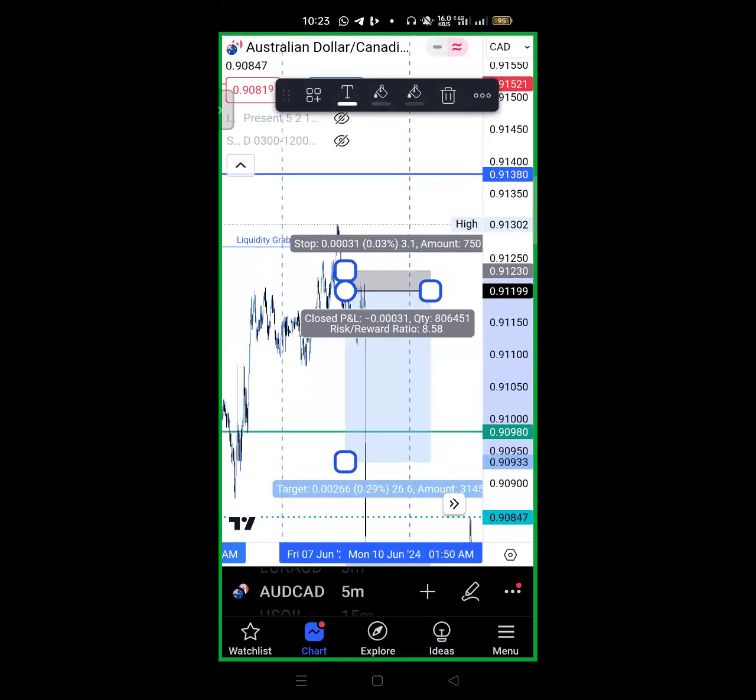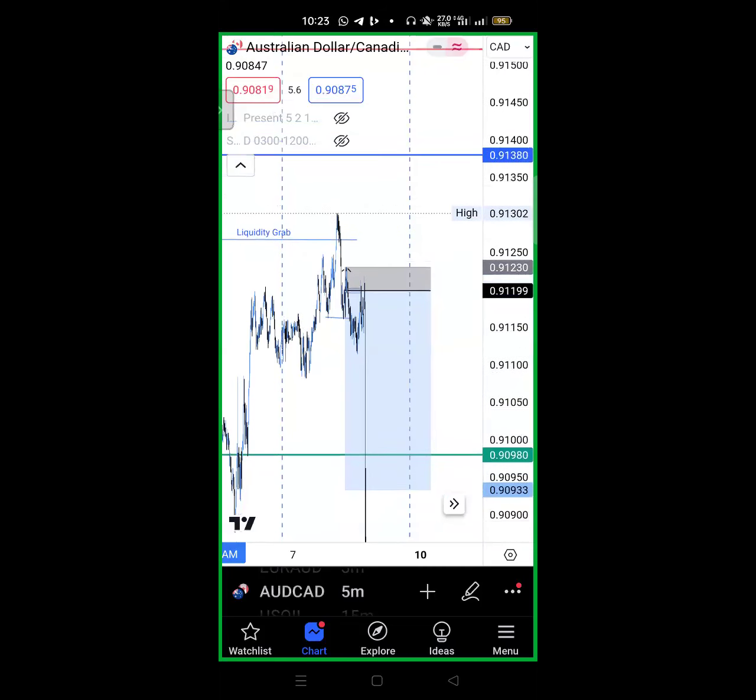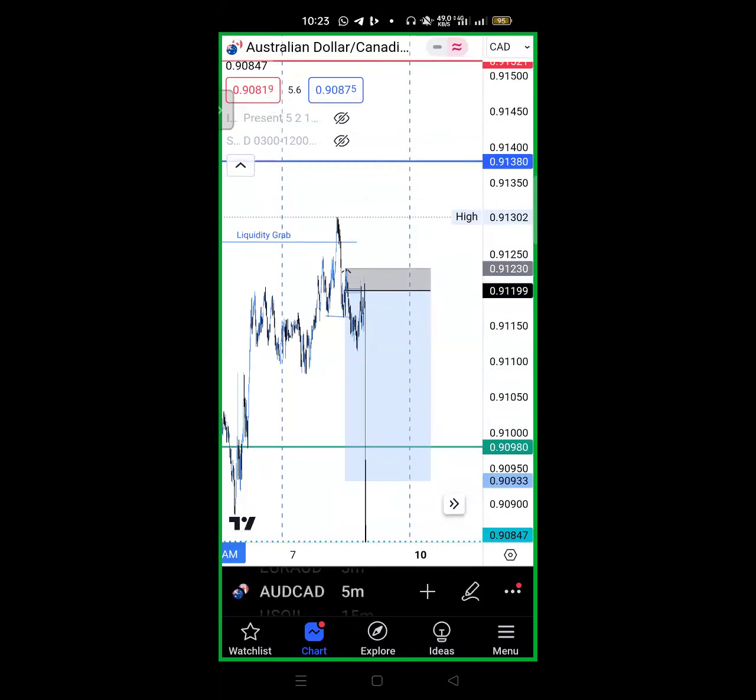If you had used $100, you would have made $858. Yeah, that's $858. Do you see it now, guys? On one setup. I hope you understand what I'm saying. On one setup.